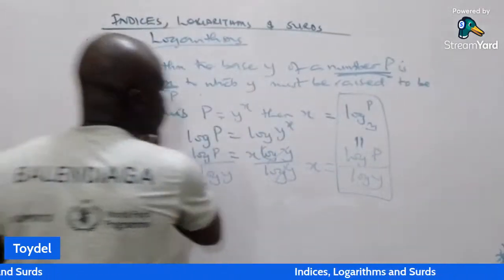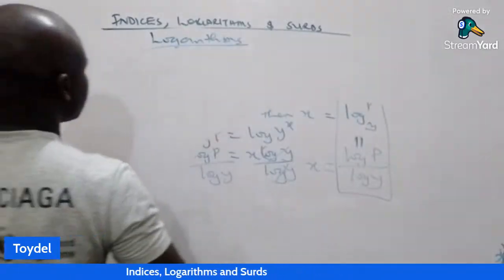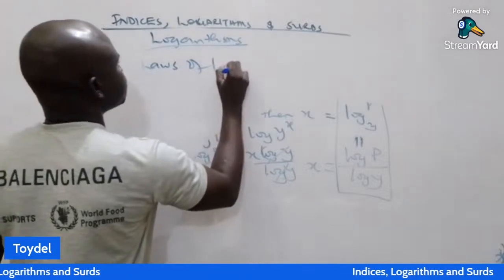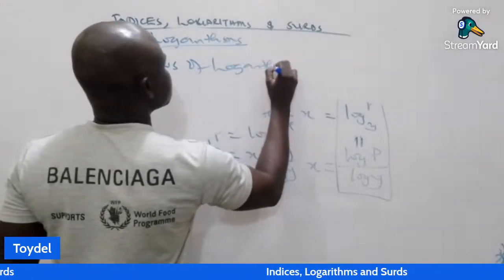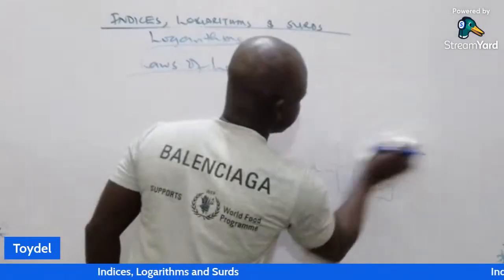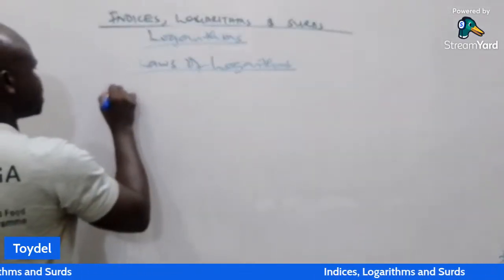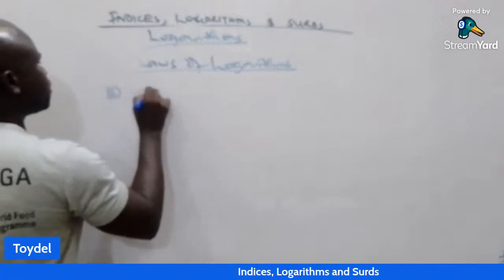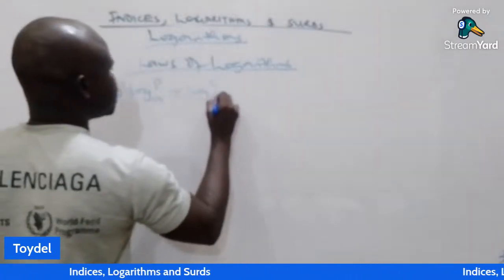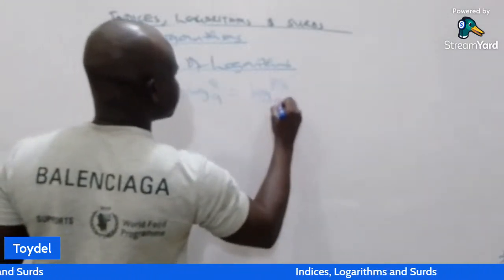So let's quickly look at laws of logarithm. There are 5 laws of logarithm. If you really want to know more about logarithm, you can check my videos on logarithm. Before we take an example, the first law says that if you have log p base a plus log q base a, it will be log pq base a.